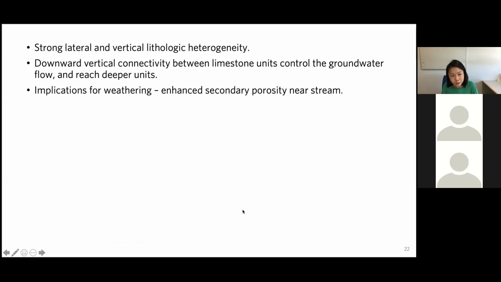So these field efforts are quite interesting, and by combining different geophysical methods together, we show that strong lateral and vertical lithological heterogeneity do exist at our site. Especially important to point out is the downward vertical connectivity between the limestone units, which controls the groundwater flow and can reach even deeper units. And our results also have an implication for the weathering process, especially giving some hints about the enhanced secondary porosity near the stream.